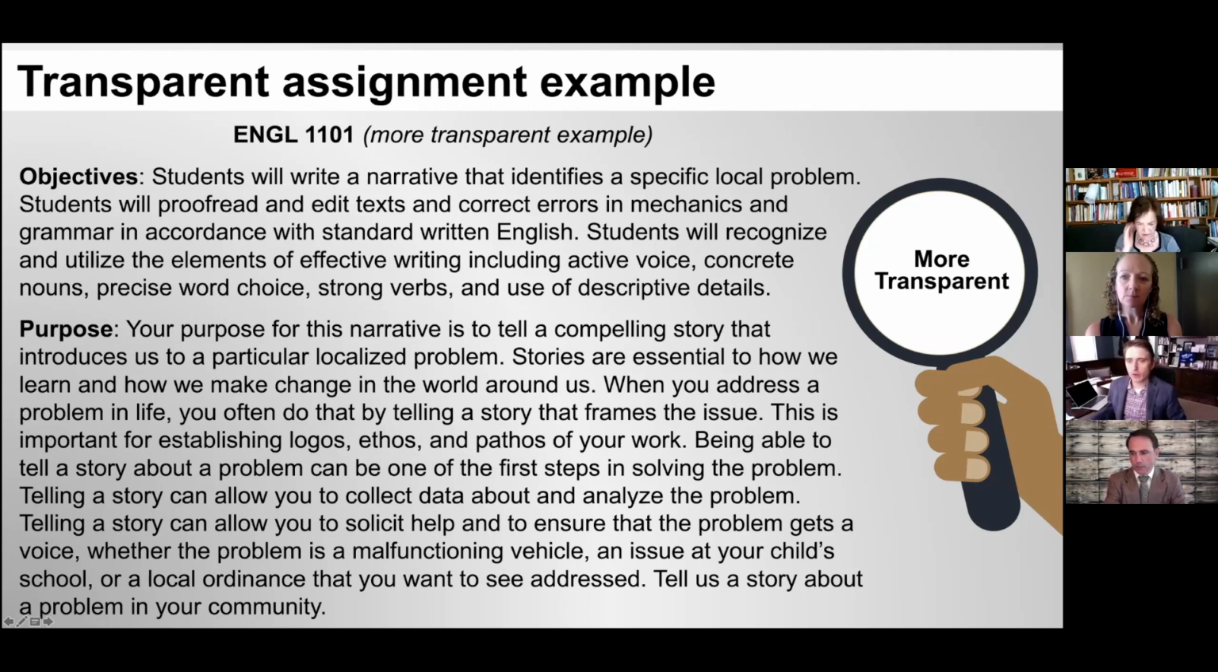Right, I totally agree. Mentioning maybe a few local problems, a few examples, modeling those examples could be really helpful here. One of the lines that stood out to me about the revised version was the line about being able to tell a story about a problem can be one of the first steps in solving the problem. I really liked that to explain the purpose of the assignment. And it looks like Karen's saying it helps connect to the students' lives in a more relevant way.